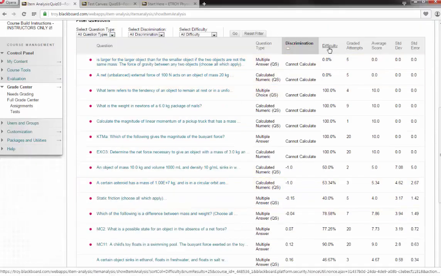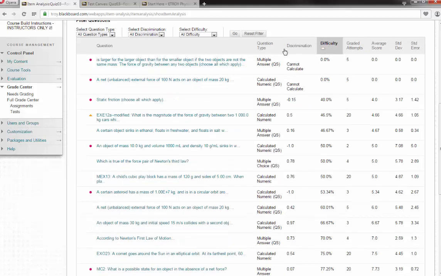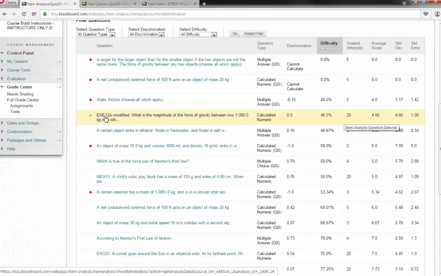Looking at the questions, we want to actually organize them in order of difficulty. And again, there's certain questions that only some people got and some people did not. So let's look at the ones that everybody actually had. And I should add here, because I see that the very first question that a lot of people missed was marked EXE 12A modified.